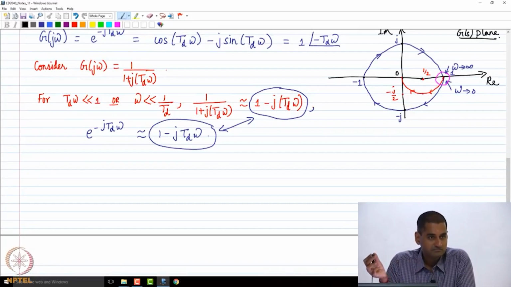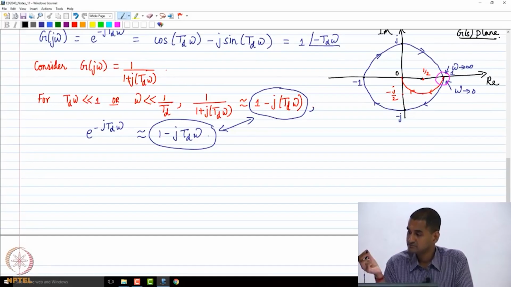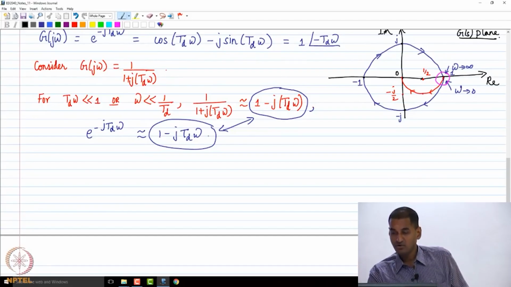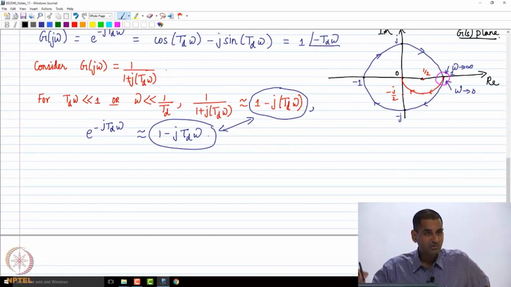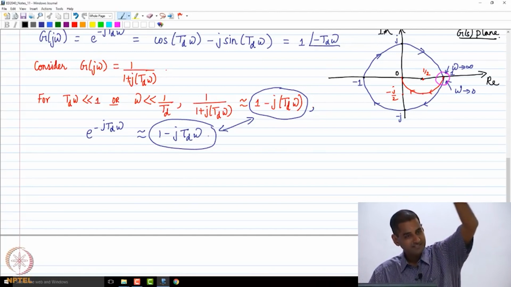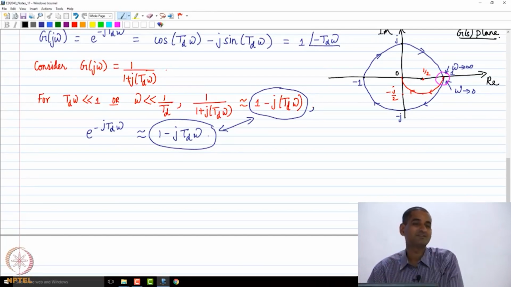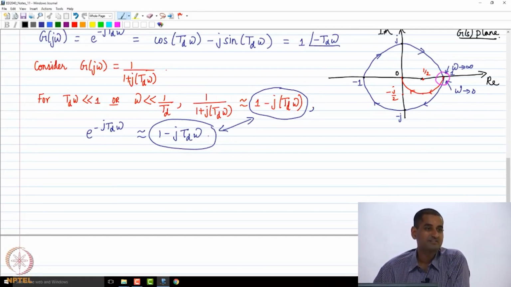Omega tending to 0 where? On the top? No, omega tending to 0, it starts from down. At omega equals 0, it starts from 1, 0, it comes into the fourth quadrant. As omega tends to infinity, once again it goes and finishes at 1 comma 0. So for this transport lag, the starting point and the ending point are the same.